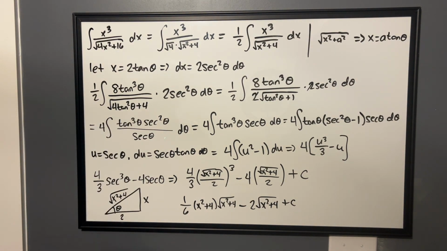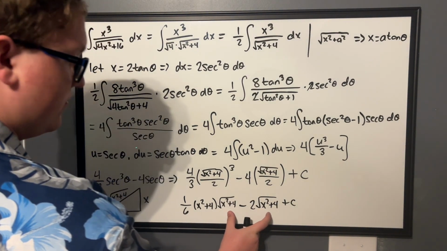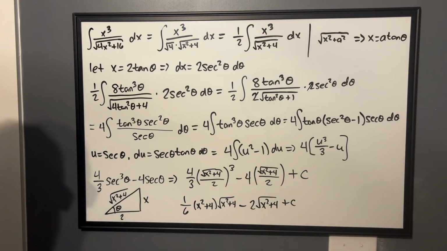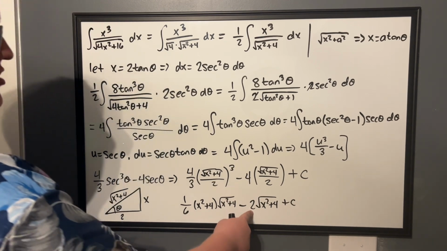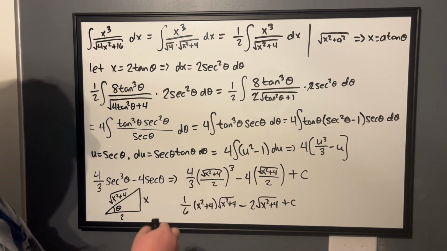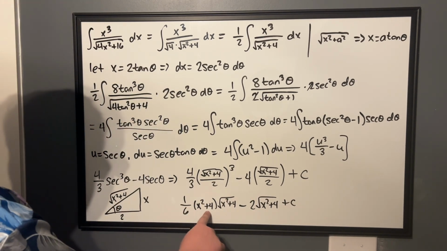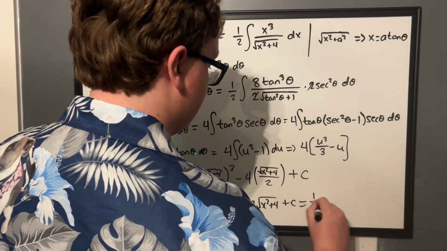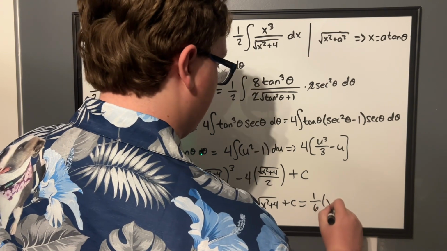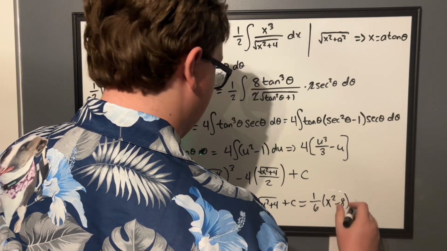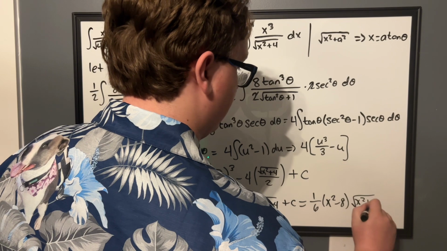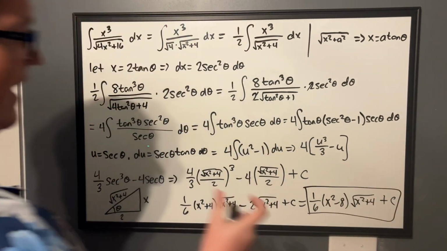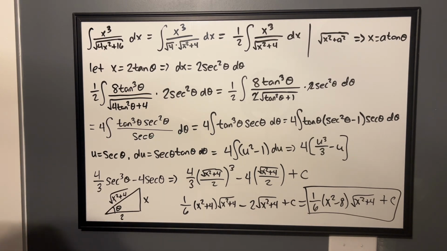Now, there's one more thing we can do here. Since these are both being multiplied by the square root of x squared plus 4, we're actually able to combine these into one product here. So we have a 1/6 out here. So that means that this is going to be 12/6. So all we're doing is subtracting 12 from this and then combining them into one fraction. So this is going to be equal to 1/6 times x squared minus 8, square root of x squared plus 4, and the plus C. Now, that is an ugly answer, but it actually is the correct answer for this case.